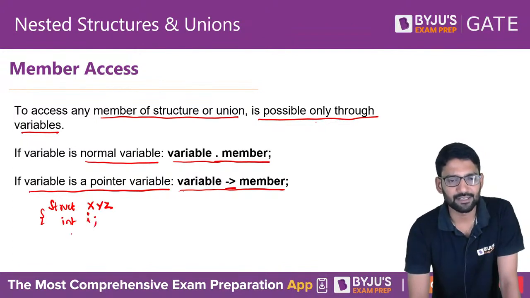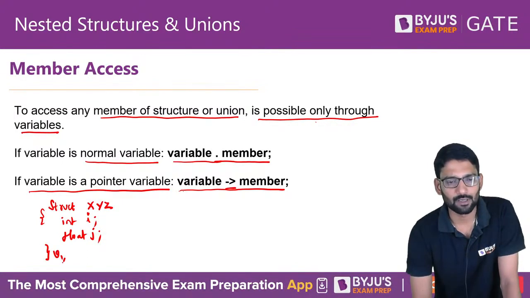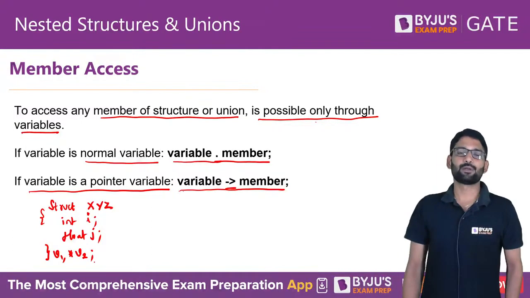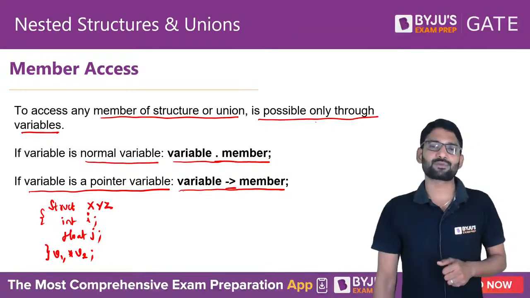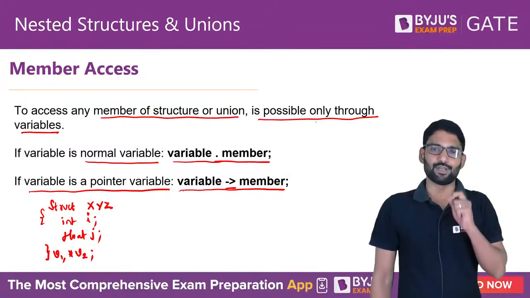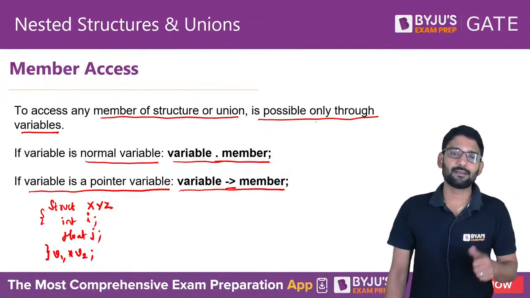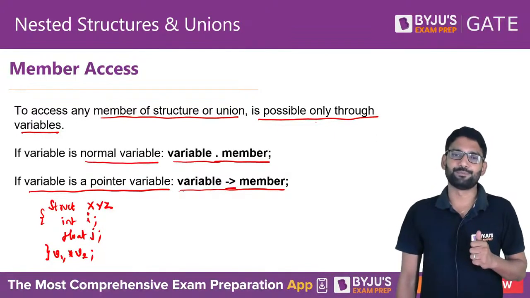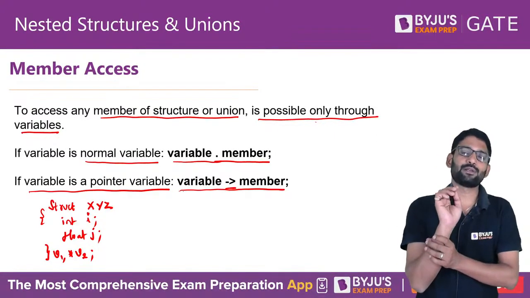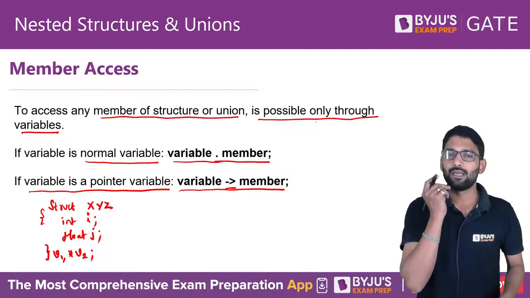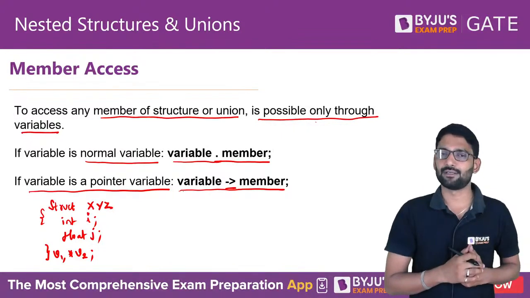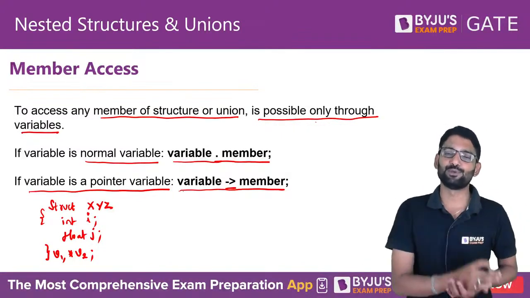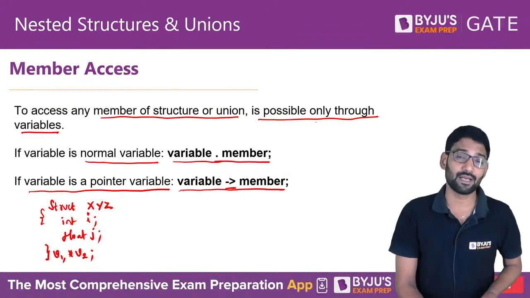Let's say int i, float j, variables v1, v2. So here, what are the members of this structure XYZ? i, j. And what are the variables? v1, v2. Right. So if I would like to access i, j, you can't access them directly in scanf or printf while you do some operation. Then how can you access them?